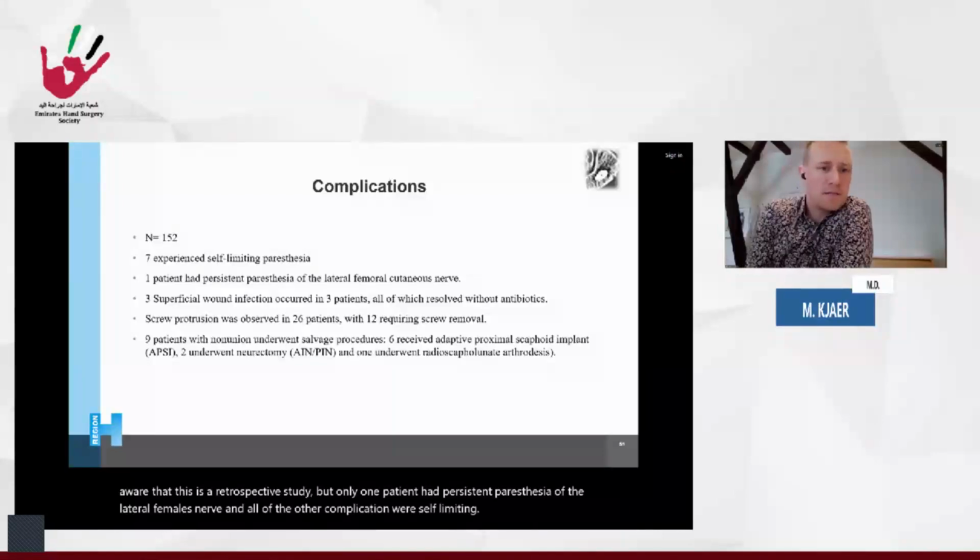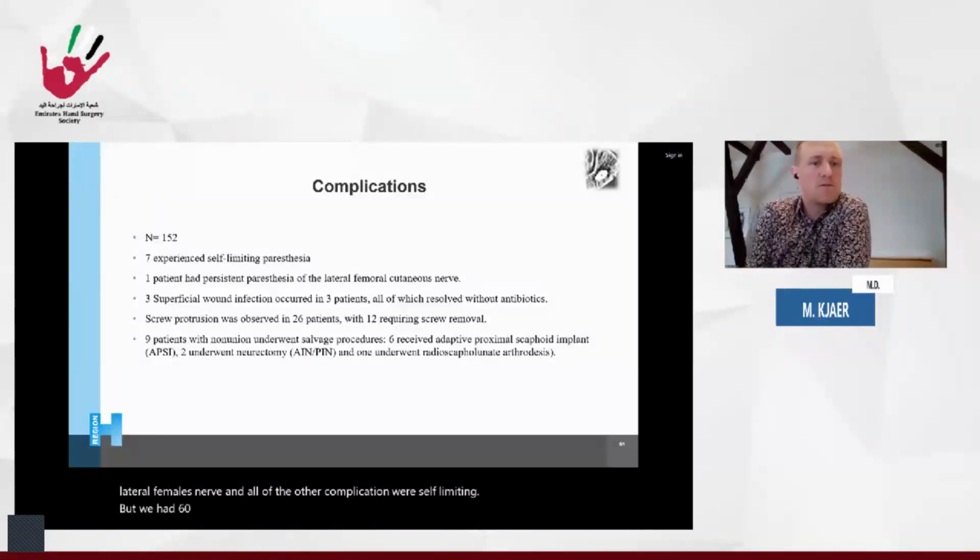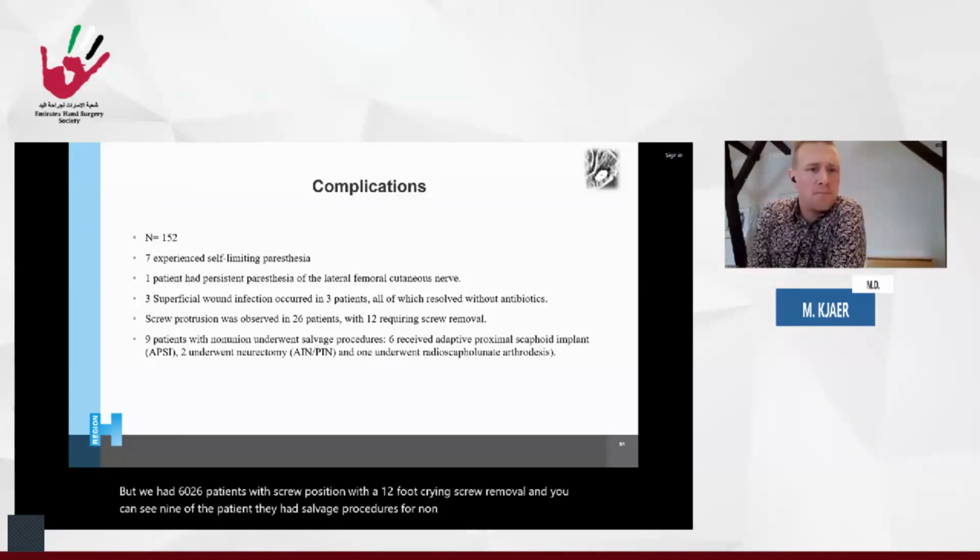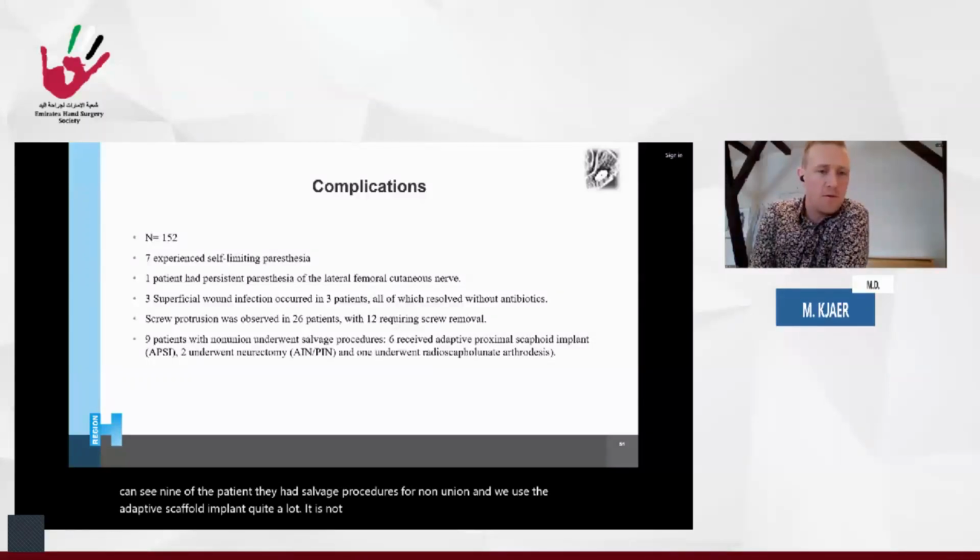But we had 26 patients with screw protrusion. Salvage procedures for non-union: we use the adaptive scaphoid implant quite a lot. It is not common all over the world, but we find it a really good salvage procedure.